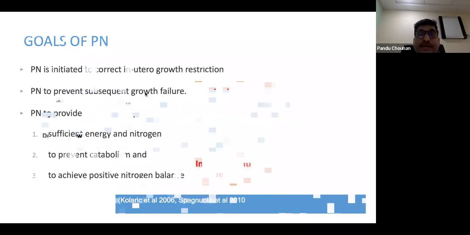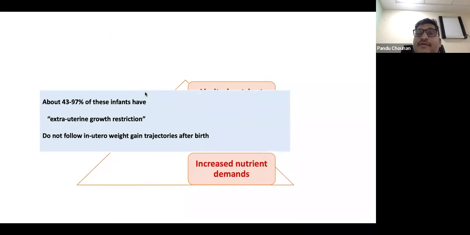As we know, extrauterine growth failure is associated with poor neurodevelopmental outcomes and other chronic disorders like insulin resistance and obesity later in childhood. It is very important to provide appropriate nutrients and nutrition in the immediate postnatal period.